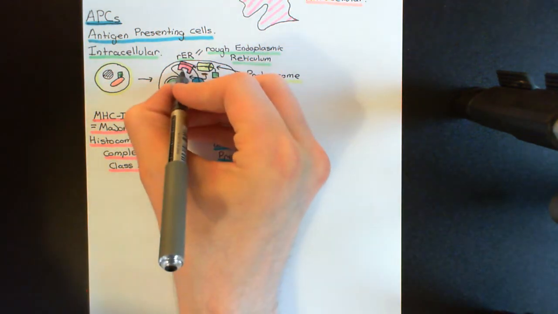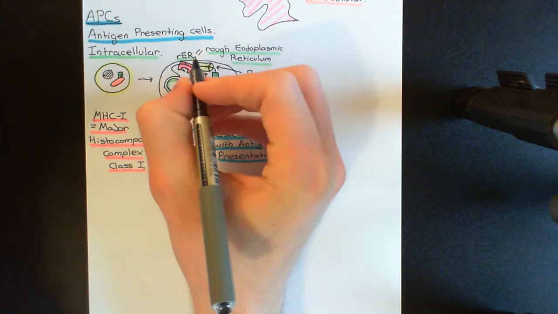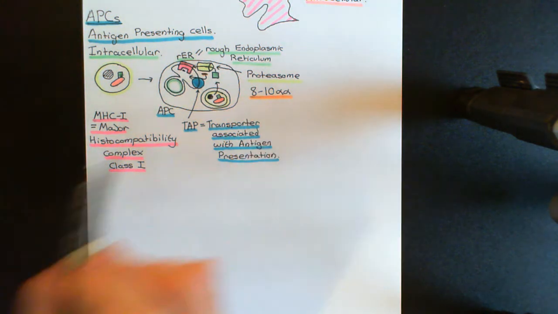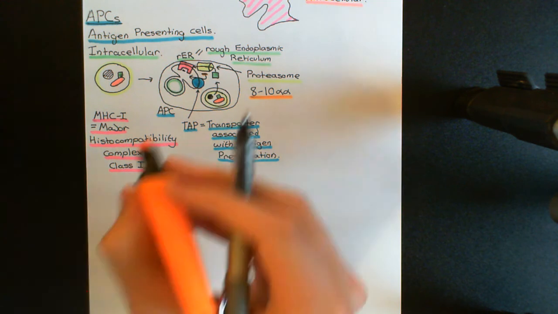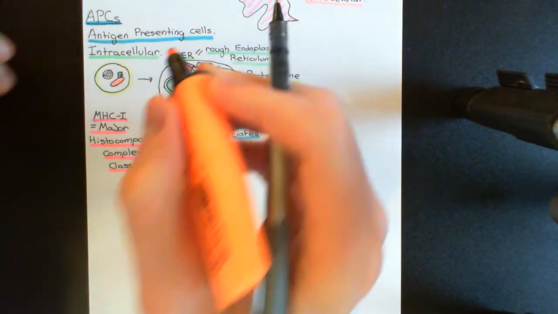end up being presented on MHC class I proteins, which are currently in the membrane of the rough endoplasmic reticulum, and we will discuss what characteristics the fragment has to have in order to be presented on an MHC class I protein. It is not the case that any old fragment between 8 and 10 amino acids long can be presented on an MHC class I protein complex. There is a requirement, but we'll discuss that more in detail later on.